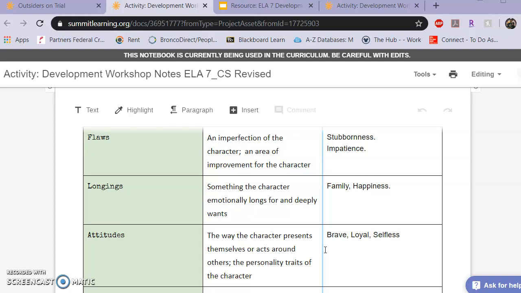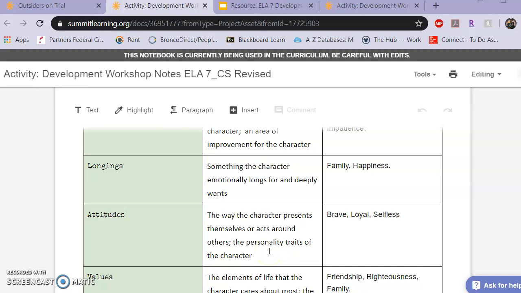Longings. So this is something the character emotionally longs for and deeply wants. So it's something the character wants more than anything in the world. Okay? And for Harry, it's a family and happiness. And of course, it makes sense for a family because his mother and father died when he was only 1 year old. So he never really got to know them. So it makes sense that he would want to have a family more than anything in the world. And that's probably why he's so loyal to his friends like Ron and Hermione, because they're like his family.